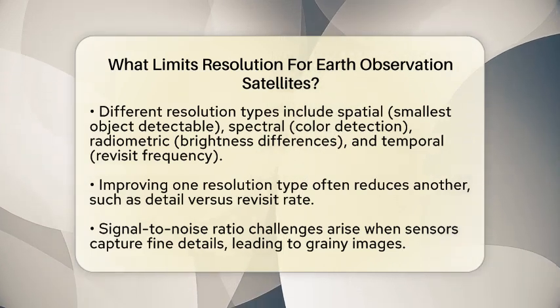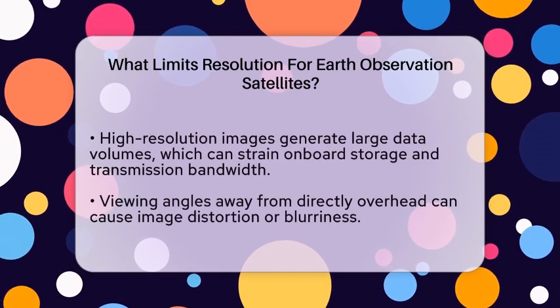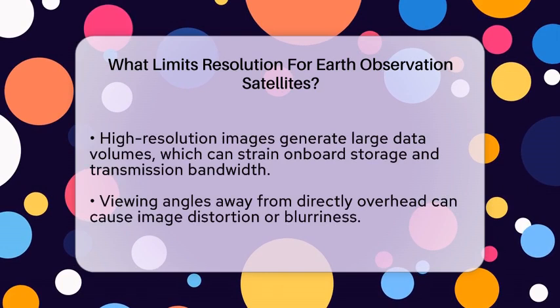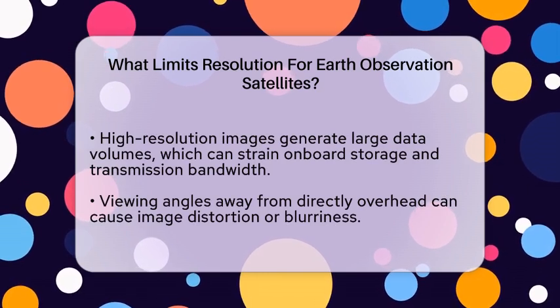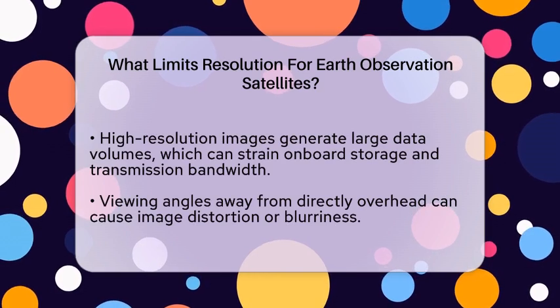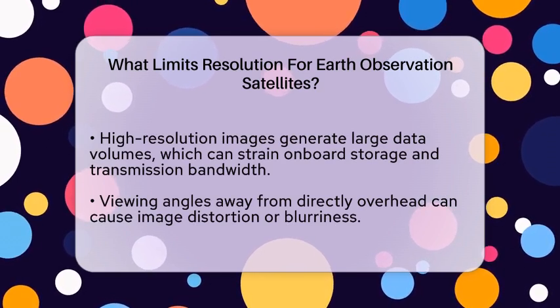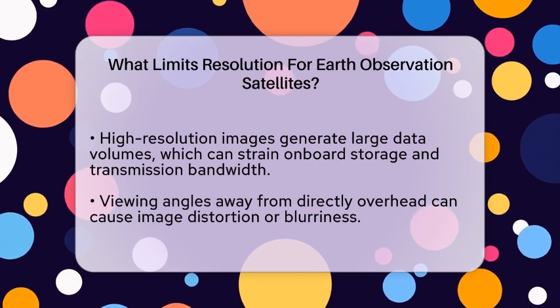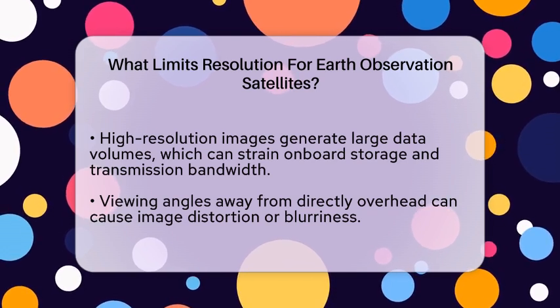For example, making the sensor more detailed might reduce how often the satellite can revisit a location because it covers less ground per pass. Signal-to-noise ratio is another challenge. When sensors try to capture very fine details, they collect less light per pixel, which can make the image noisy or grainy. This noise makes it harder to see small features clearly.